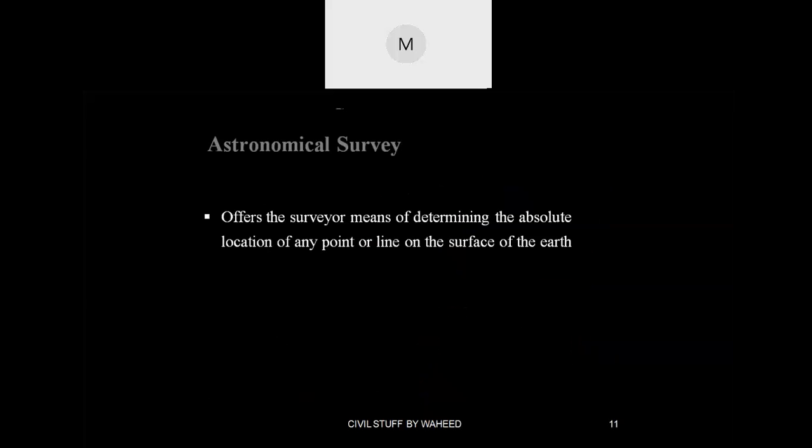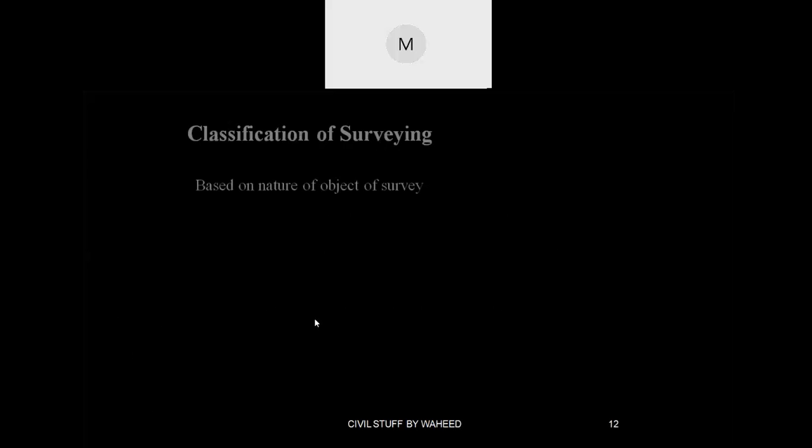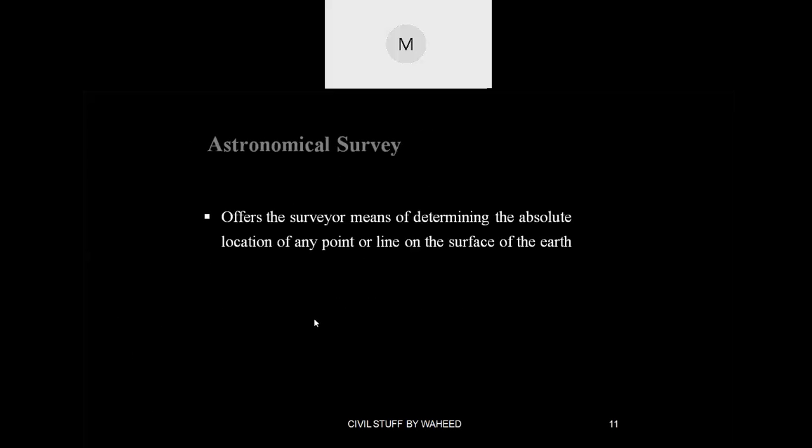Next, astronomical survey. It offers the surveyor a means of determining absolute location. Means you are supposed to locate any point or line on the surface of the earth by taking reference of stars or like that. It consists of observation of heavenly bodies. Okay, this is based upon the nature of survey.